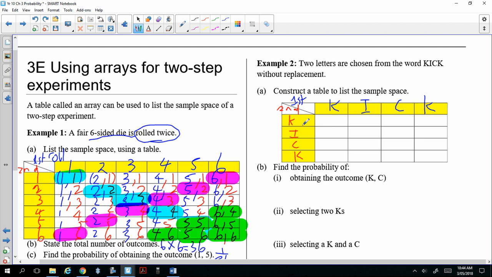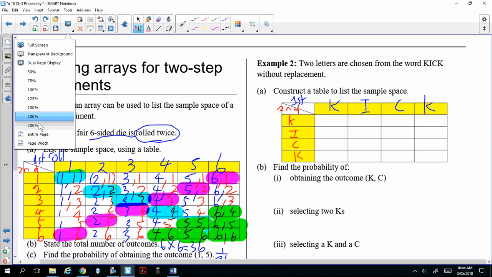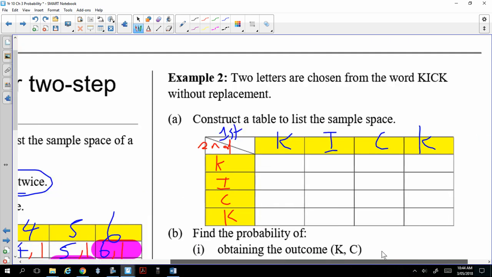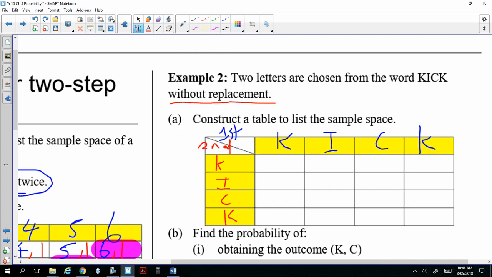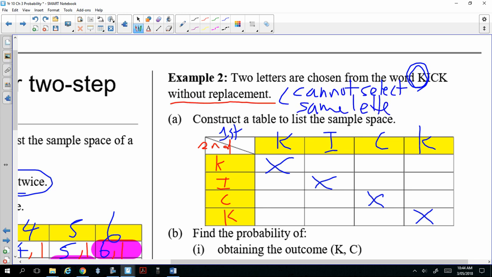Okay, so now be careful. We say without replacement. That means once you select a letter, you can't select the same letter again. So if I select the letter K, I can't select the second letter as the same K. So everything here is not possible. You can't have doubles, as in you cannot select the same letter twice.